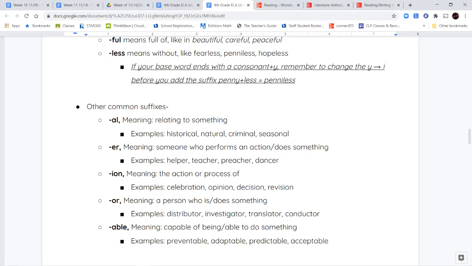And the last suffix we're going to talk about today is able, A-B-L-E, meaning that you are able to do that thing. So you're capable of being, or you're able to do that same thing. So something that is preventable is capable of being prevented or stopped. If an animal is adaptable, it is capable of adapting, or it's able to adapt. Something that is predictable can be predicted. Something that is acceptable can be accepted.